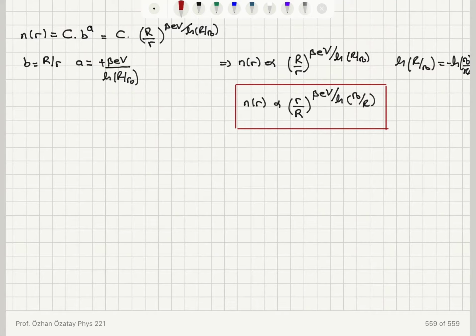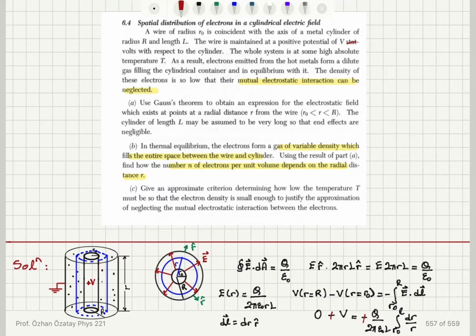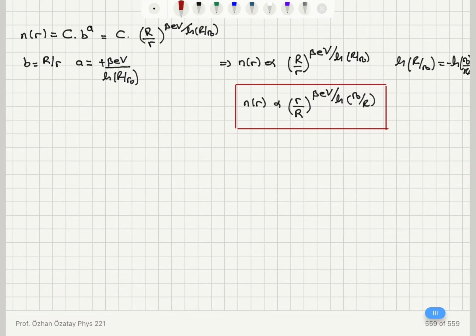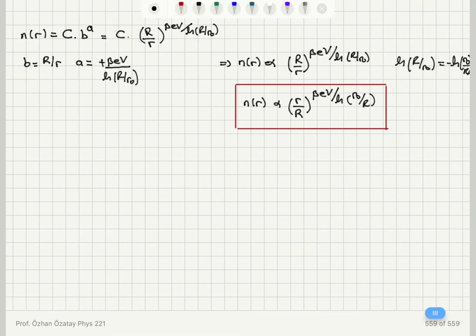This is basically the dependence of n, the electron density, as a function of radial distance. So let's take a look at part C. Give an approximate criterion determining how low the temperature must be so that the electron density is small enough to justify the approximation of neglecting mutual electrostatic interaction.